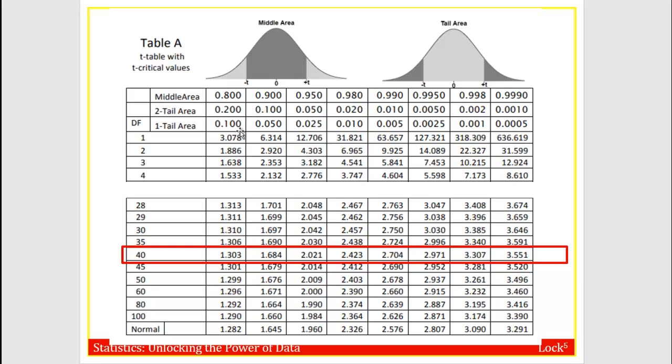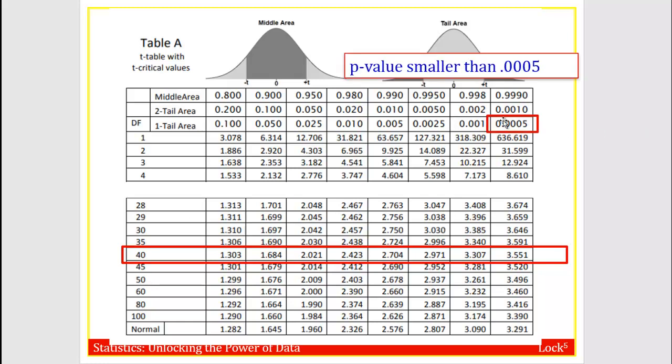And if you look at the values up here where it says one tail area, you can see that they are getting smaller and smaller as we move from left to right. So if I was to keep moving over to the right, my one tail area value would get even smaller. That means that my p-value would be less than the smallest thing that they have on the table. So in this case, less than 0.0005 since I had a one-tailed test.